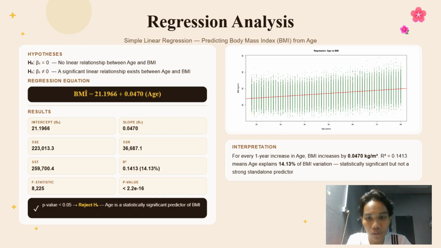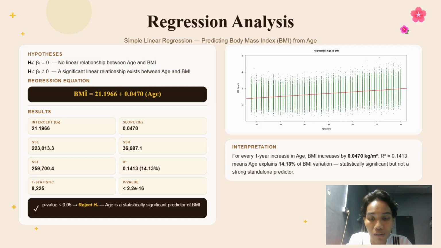Moving on to the regression analysis, we use the same variables, which is age as the independent variable and BMI as the dependent variable. The objective here is to build a simple linear regression model to determine whether age can significantly predict BMI. Our null hypothesis states that there is no linear relationship between age and BMI, meaning the slope equals zero. Our alternative hypothesis states that a significant linear relationship does exist.